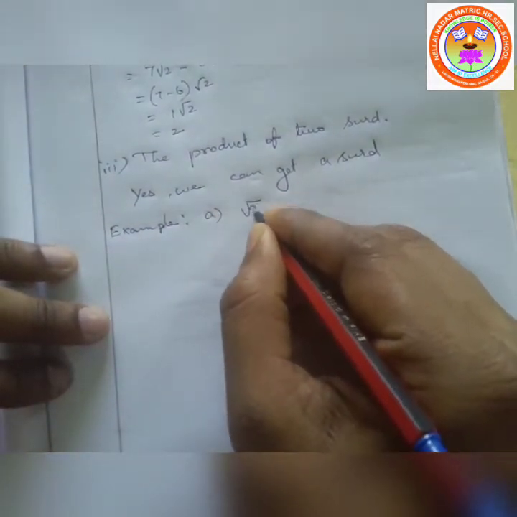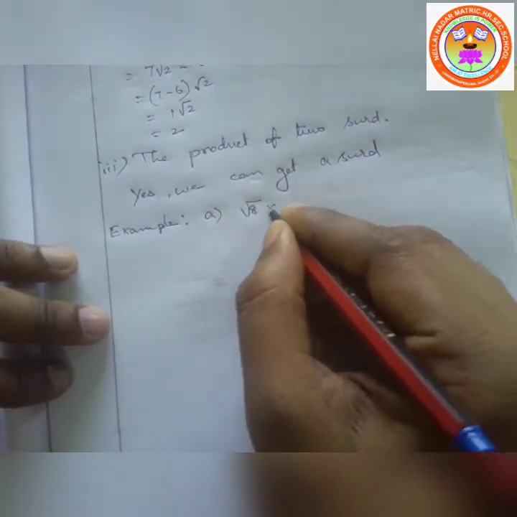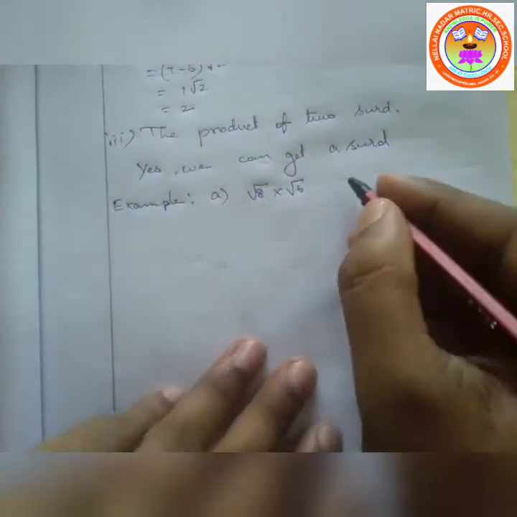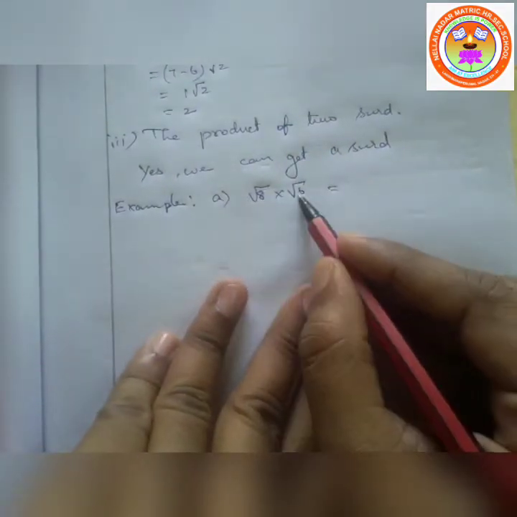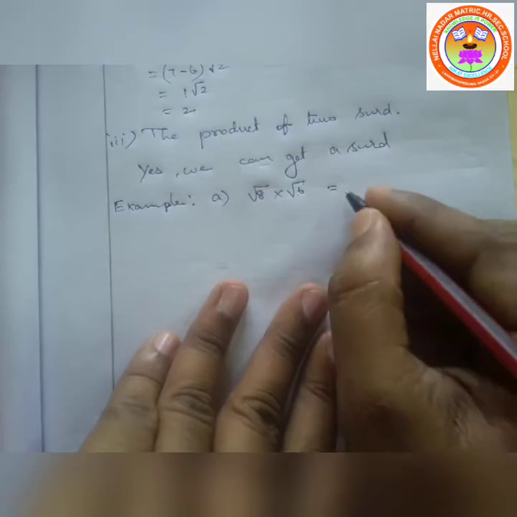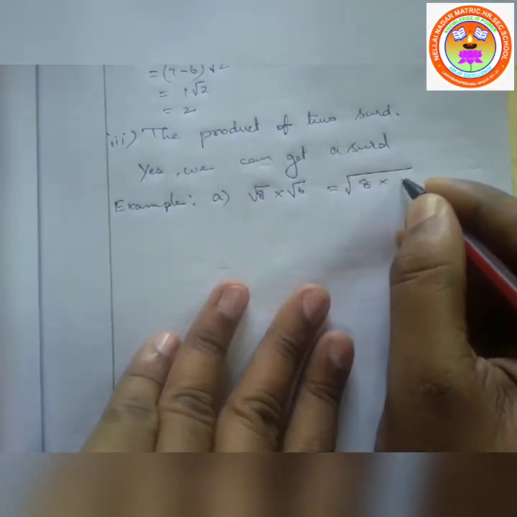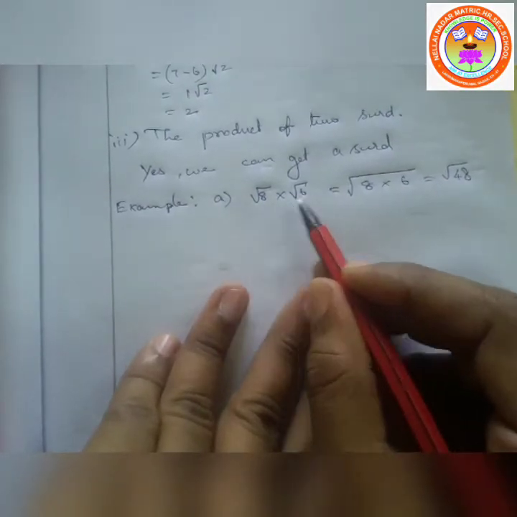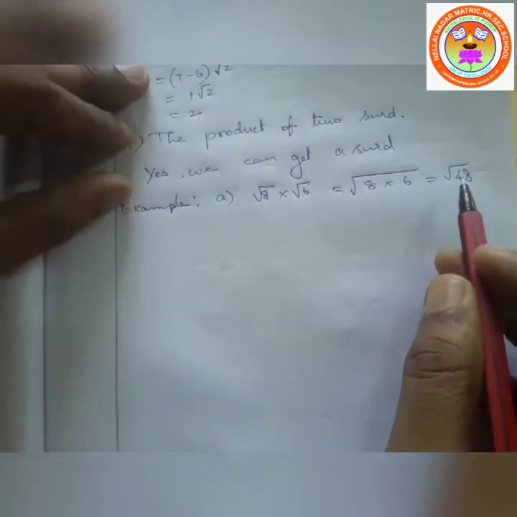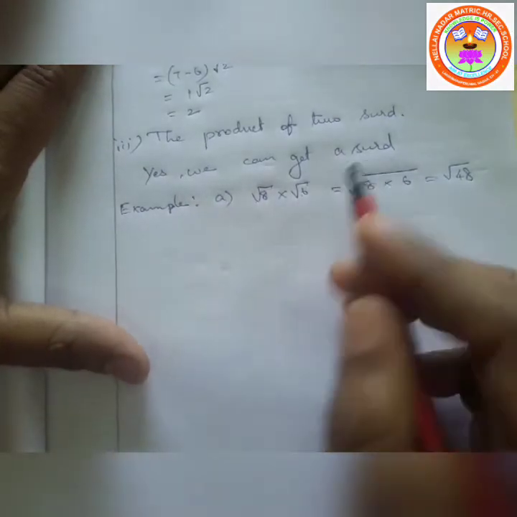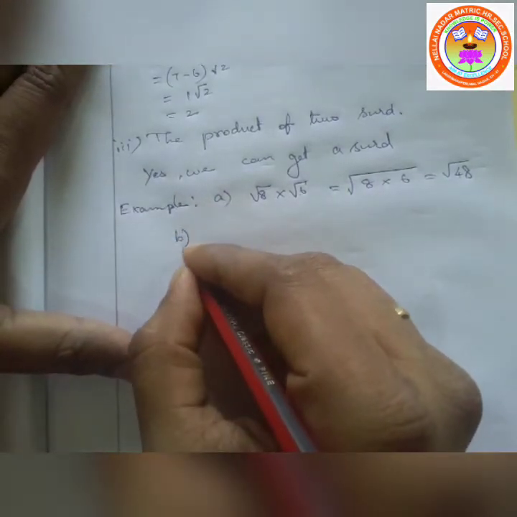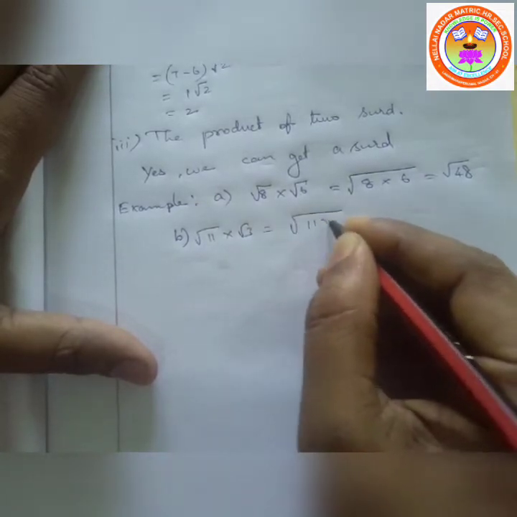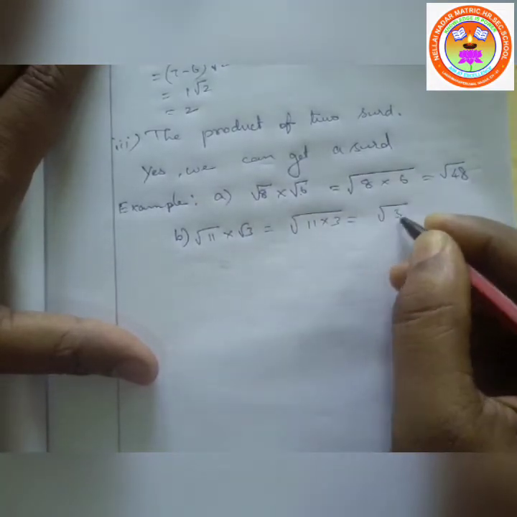Here I am taking two surds, that is root 8 into root 6. I have taken these two surds. Here the orders are the same. Here also 2, here also 2. So you can multiply the numbers 8 into 6. 8 sixes are 48. If you multiply two surds, again we are getting a surd. So that is why we are saying that yes, we can get a surd. We will see another example also. Root 11 into root 3. So root 11 into 3, root 33.